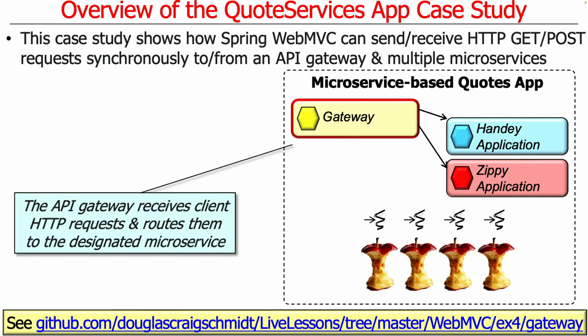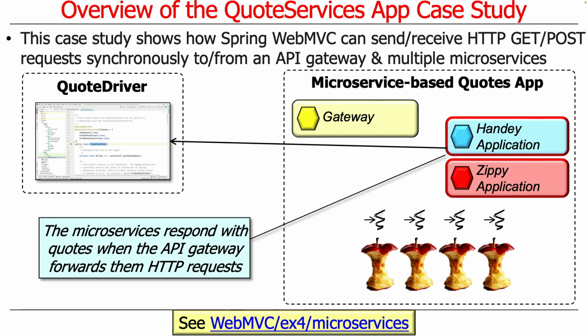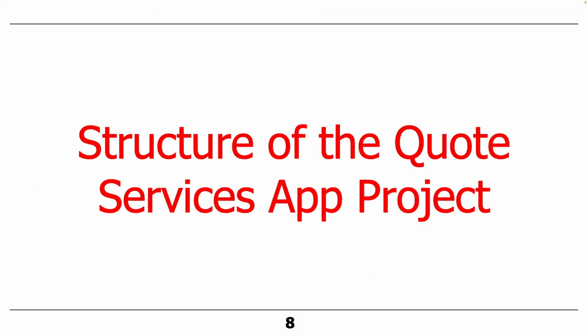The API gateway will receive the requests from the clients, and then it will route them to the designated microservice. So we're going to have 2 different microservices. One that's going to give quotes from Jack Handy, another is going to give quotes from Zippy the Pinhead, which is always fun to see the quotes from these different sources. And when the microservices are routed the requests from the clients, they do their thing, and then they send the responses back directly to the clients. The gateway is only there to route incoming requests from clients to the appropriate microservice, but the microservice then responds back directly to the clients. So that's kind of the high-level view of what we're going to do.